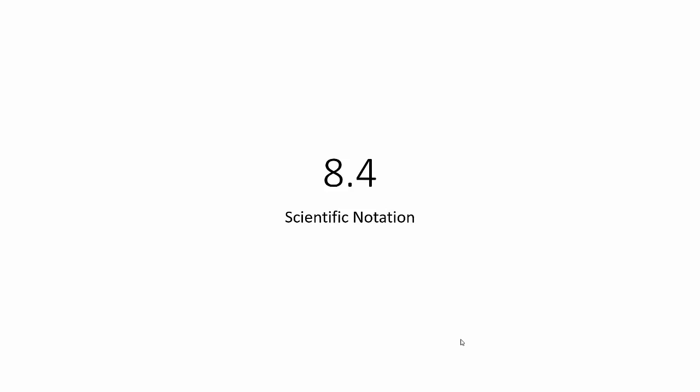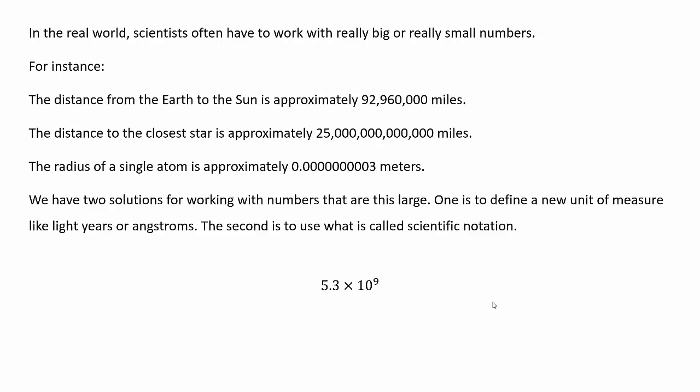Section 8.4, we're going to talk about scientific notation. The reason scientific notation is important is that in the real world, scientists often have to work with really big or really small numbers. For instance, the distance from the Earth to the Sun is approximately almost 93 million miles. The next closest star, because technically the Sun is the closest star, is approximately 25 trillion miles away.